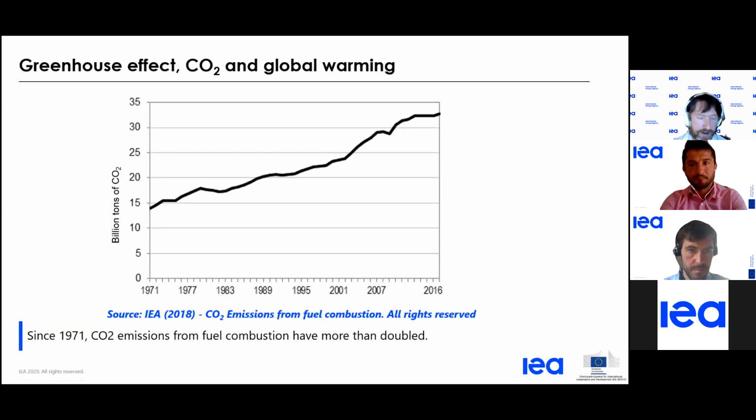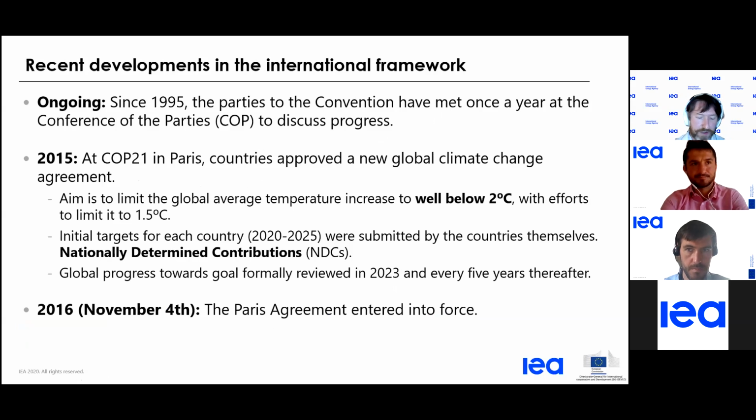Now, there's been a lot of international efforts at reducing emissions, and this began in the early 90s, most notably with the Kyoto Protocol, and more recently with the Paris Agreement. So under the Paris Agreement, countries announced their intention to limit the global average temperature increase to below 2 degrees Celsius, and to make efforts to limit it to well below 1.5 degrees Celsius.